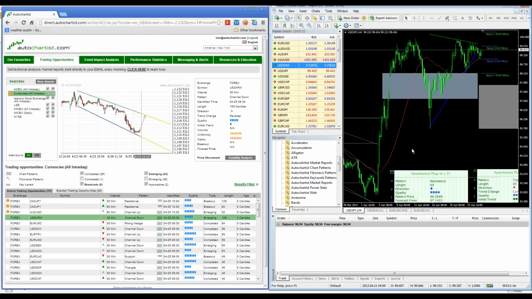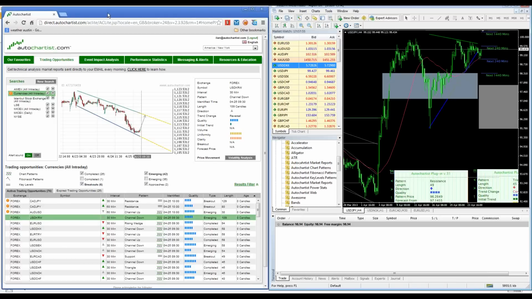I see there is one question about Autochartist slowing down. As far as I know, it shouldn't be slowing down your Metatrader at all. It used to on a very, very old version, where Metatrader used to wait while Autochartist downloaded results, but that's been changed. So if you're still seeing your Metatrader slowing down when you're using the Autochartist indicator, I'd ask you to just download the latest version.